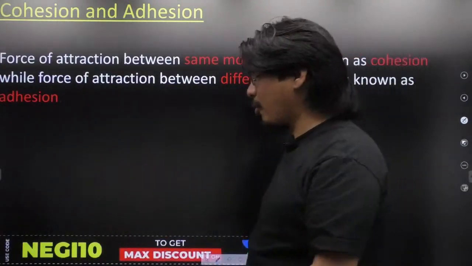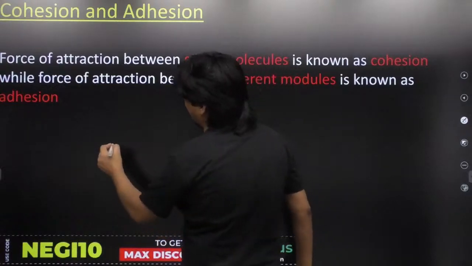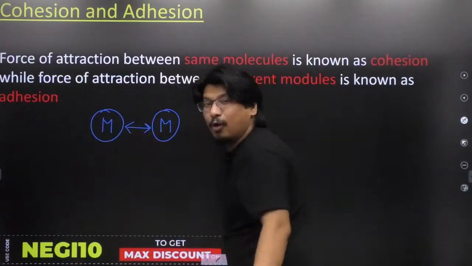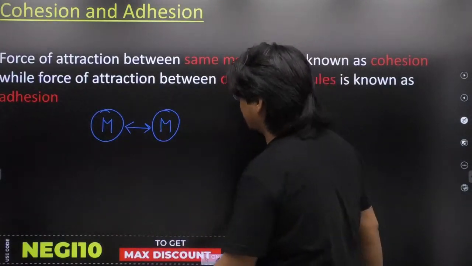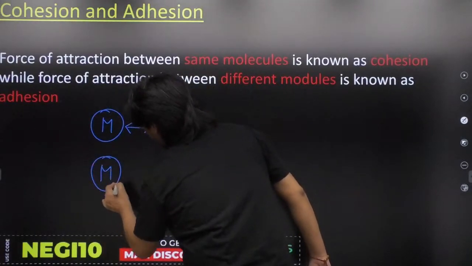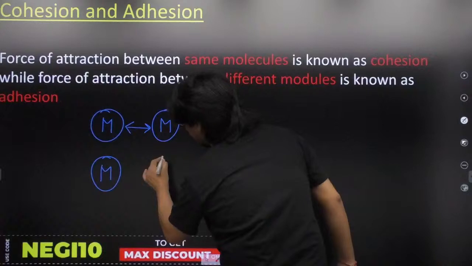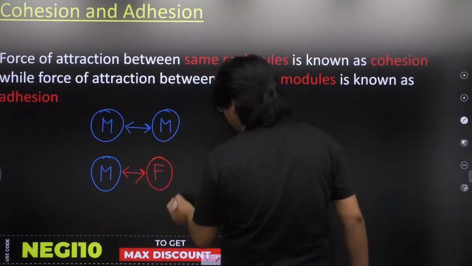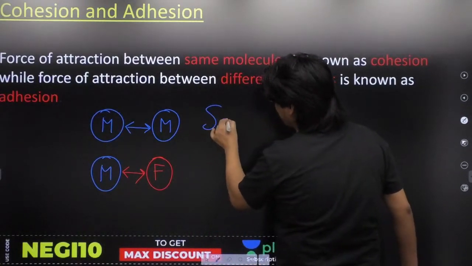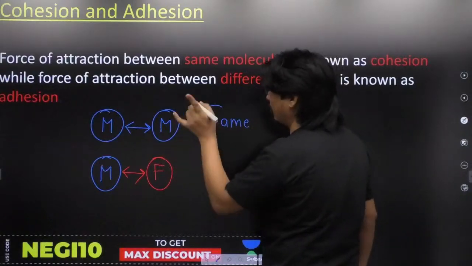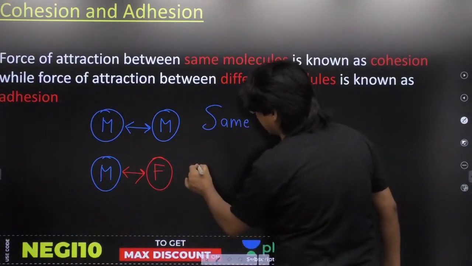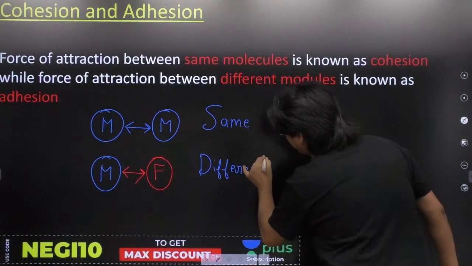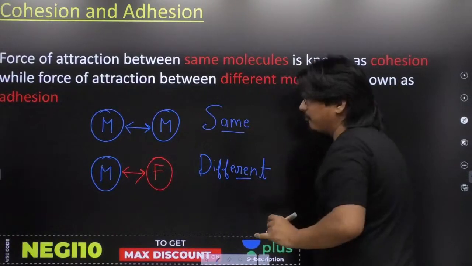Next, cohesion, and very easy. What is cohesion? Cohesion is the force of attraction between same nature molecules. Whereas what is adhesion? If you are having same nature molecules, then 100% you will be having cohesion. And if you are having different nature molecules, then the force of attraction between them will be what? Adhesion. I hope everyone is clear till here.